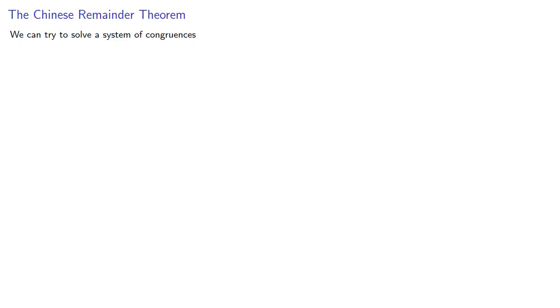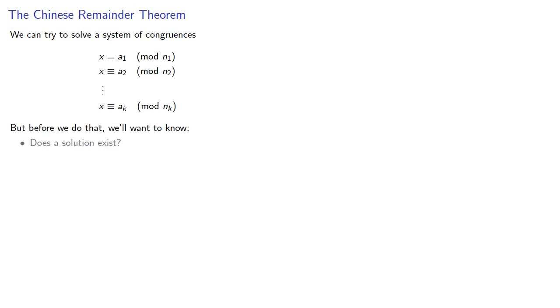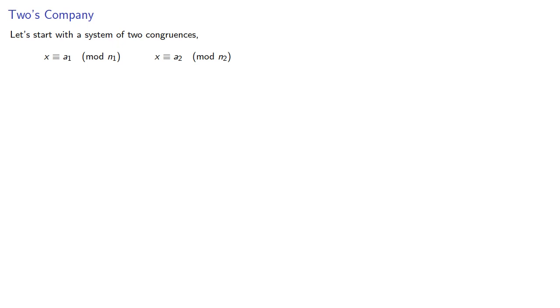We can try to solve a system of congruences, but before we do that, we'll want to know, does a solution exist? And if so, how many? So let's start with a system of two congruences, where we'll assume that a1 is less than n1 and a2 is less than n2. Otherwise, the congruences aren't very interesting.